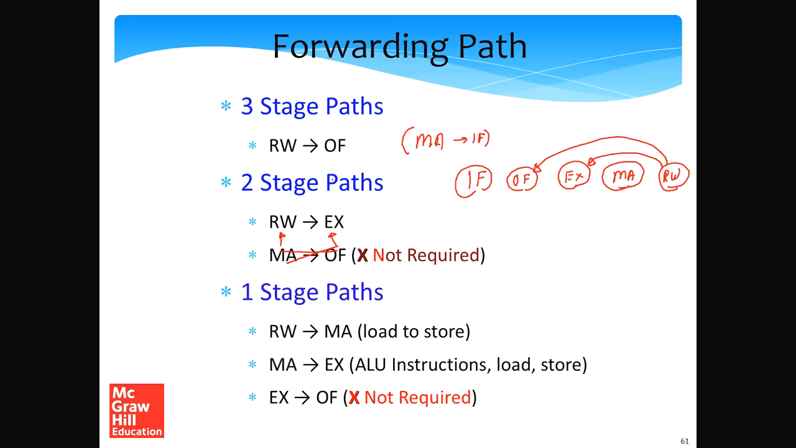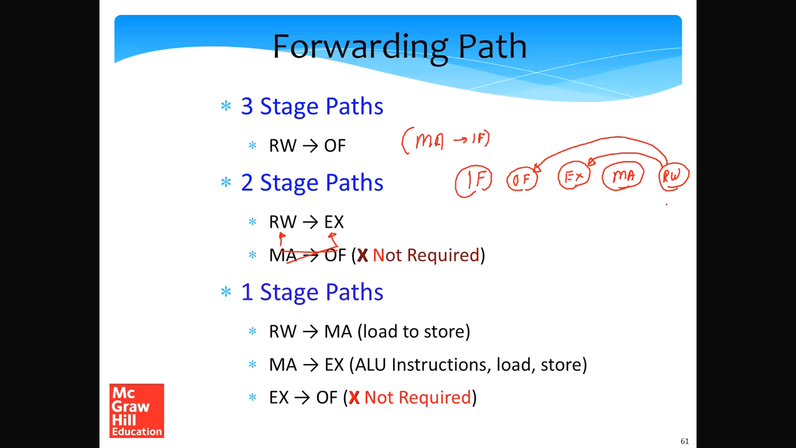So an intelligent reader can always ask, why did you need this path from RW to OF? Well, the answer is simple because we don't have any stage after RW. So when we reach the EX stage, the producer instruction is out of the pipeline. So it will not be in a position to forward. That's the reason we use the RW to OF forwarding path here. But we need not have a path between MA to OF because we could just allow both to progress by one stage and use the RW to EX path.